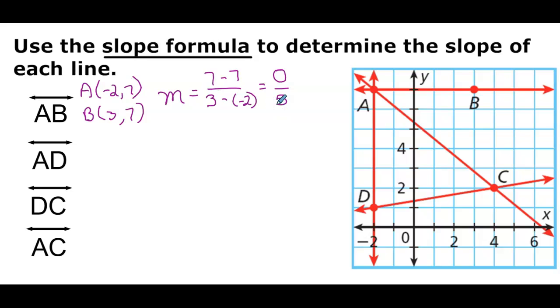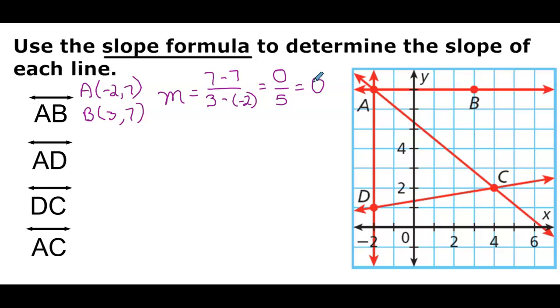Zeros always make this a little confusing. What is 0 divided by any number? That's always equal to 0. If I have 0 cookies and I divide them between 5 people, how many cookies does each person get? They get 0 cookies. So the slope of line AB is 0.